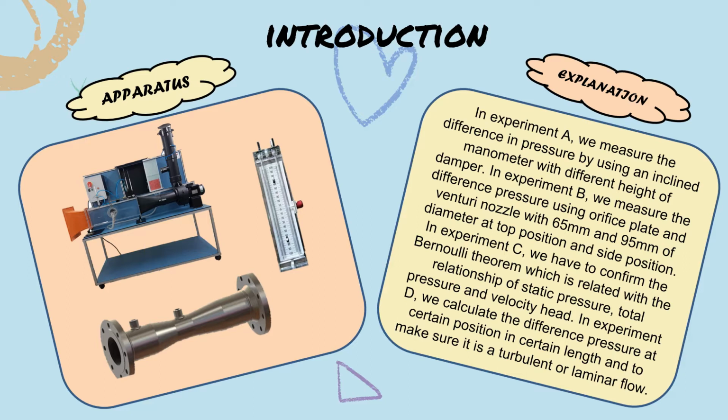So, in this experiment, we will conduct 4 different sub-experiments, which are experiment A, experiment B, experiment C, and experiment D. The apparatus that we will use in this experiment are manometer, venturi, orifice, pitot test tube, and pitot tube with adjustable scales. In experiment A, we will measure the difference in pressure by using an inclined manometer with different height of damper, while in experiment B, we will measure the difference pressure using orifice plate and venturi nozzle, and in experiment C, we have to confirm the Bernoulli theorem, which is related with the relationship of the static pressure, total pressure, and velocity head. While in experiment D, we will calculate the difference in pressure at certain position, in certain length, and to make sure it is a turbulent or laminar flow.